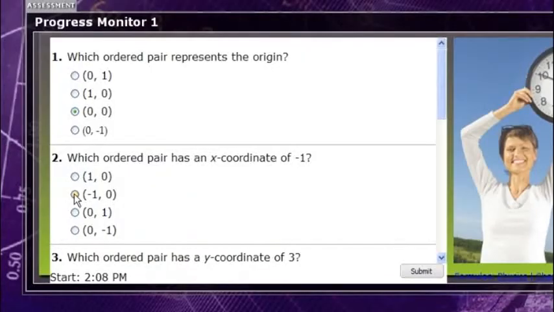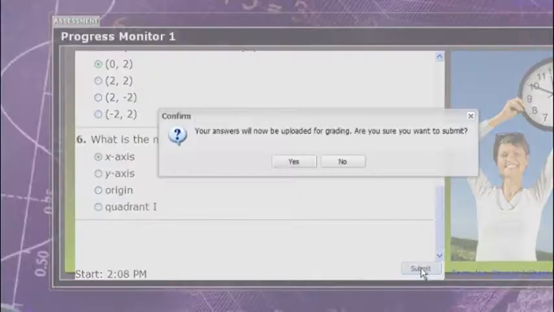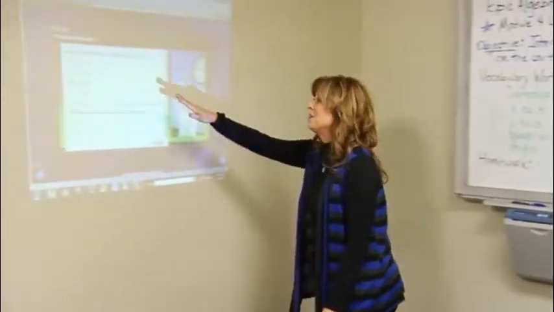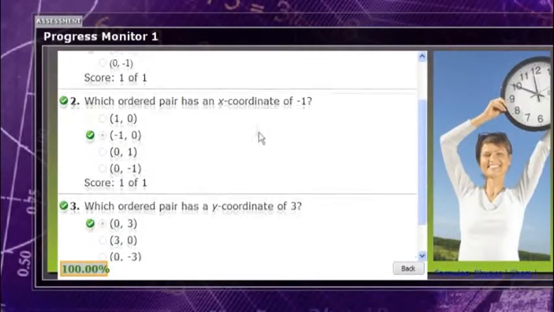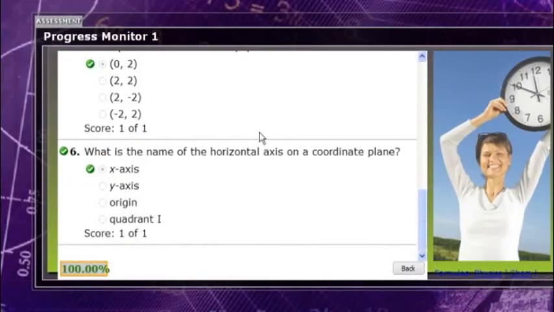All righty. As we finish these, we're going to hit the submit button. And let's see how we did. Are you sure? Yes. All right. Number 1. Very good, class. 0, 0 is your origin. Which ordered pair has an x-coordinate of -1?